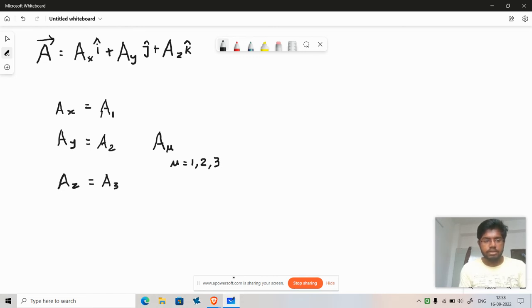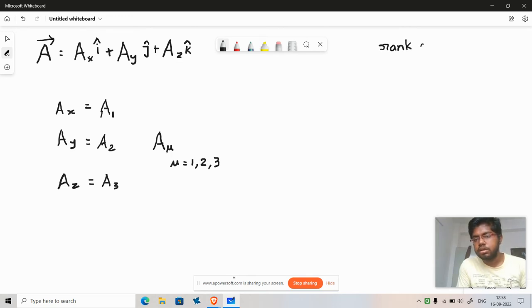And these three components are the components of vector A in three dimensions. So I can represent a vector in this form. So this is actually a tensor. That's it. So a mu is a tensor having index mu. This symbol mu is known as the index. The number of indices is known as the rank. So what is rank?